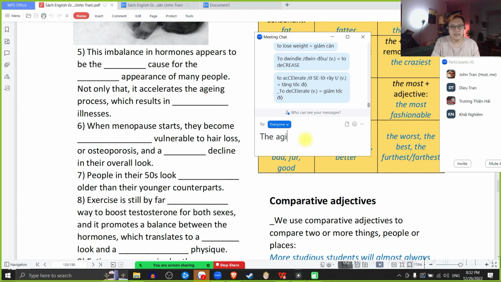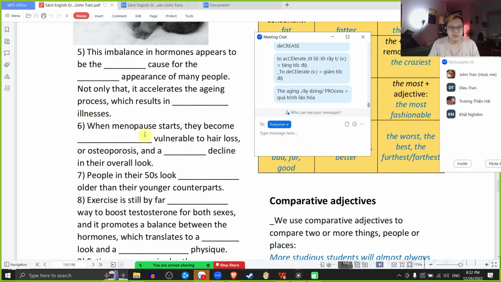The aging process. Nó gọi là quá trình lão hóa. Không chỉ có vậy, nó làm tăng cái tốc độ mà lão hóa, quá trình lão hóa, which results in something illnesses, mà nó dẫn đến cái gì đó, những căn bệnh.